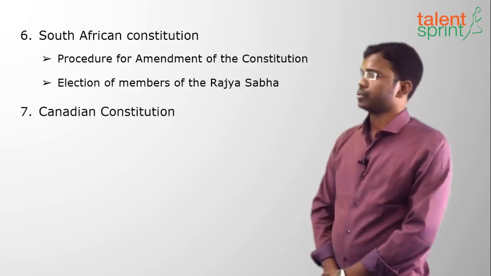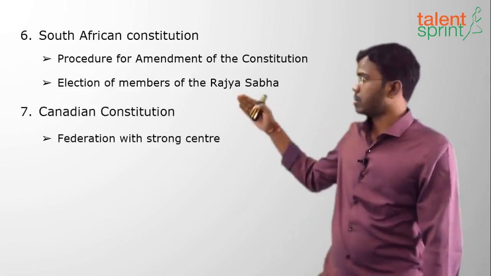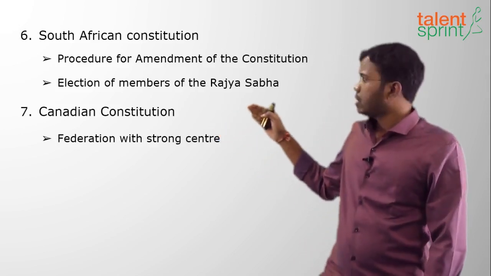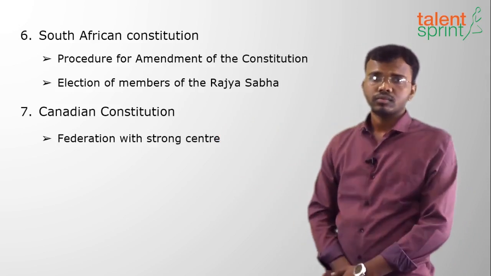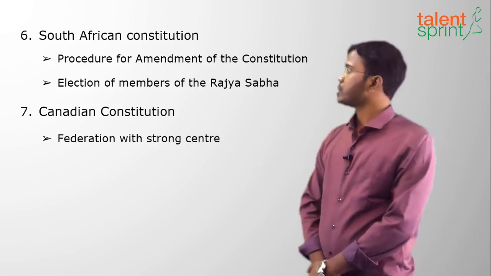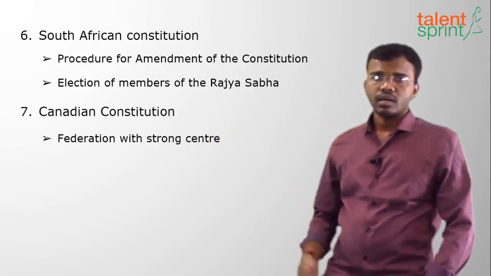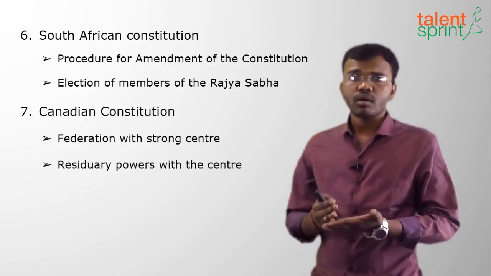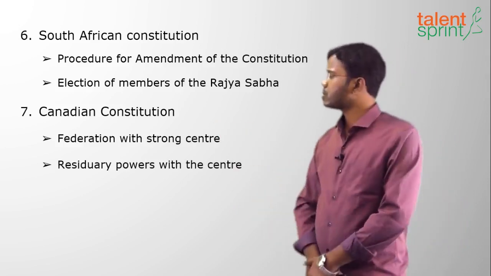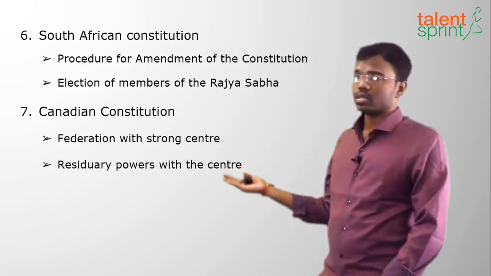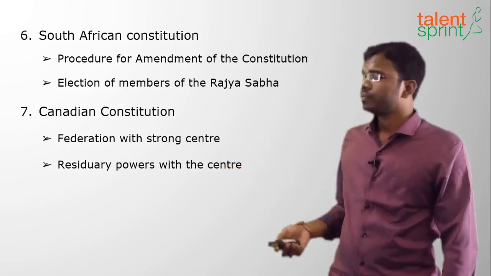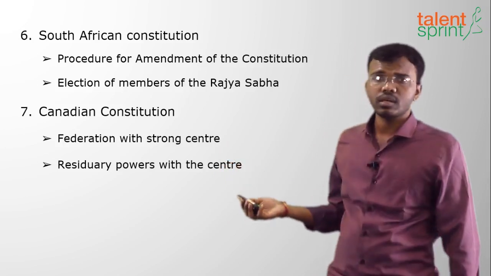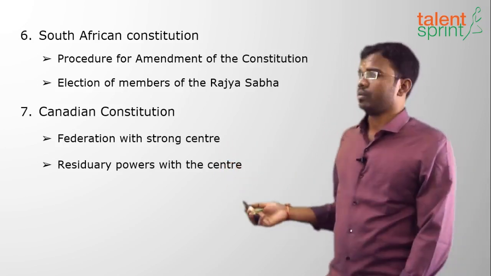Next is Canadian Constitution. Federation with strong center. We have already seen we are quasi-federal. We are finally dependent upon the central government totally. So federation with strong center. Next is residuary powers with the parliament. I have already told you, if it is not mentioned in the three lists, it comes under residuary powers. So remaining powers, residuary powers. That is mentioned in the Canadian Constitution. The final power with residuary powers is with the parliament.